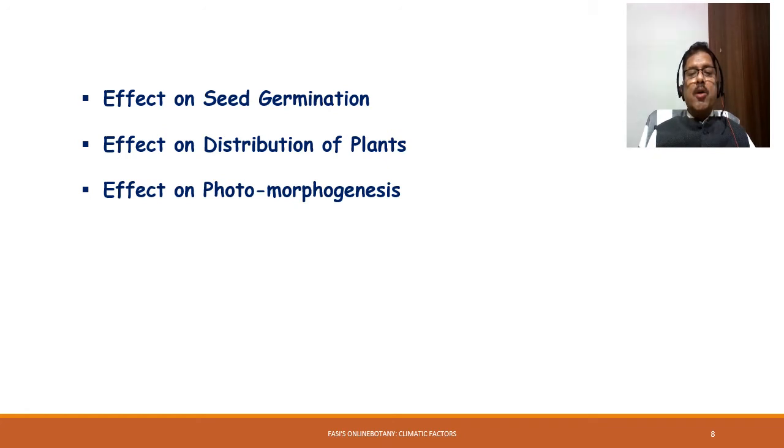Effect on photomorphogenesis. The development of plants in the seedling stage is controlled by light. The seedlings present in dark condition are non-green and highly elongated with a poorly developed root system and no foliage. However, an exposure of dark grown seedlings to the light makes them normal.